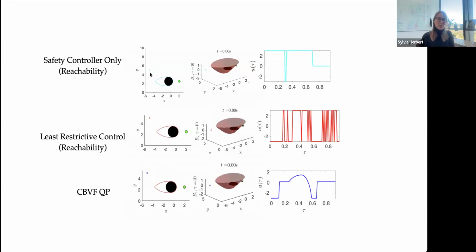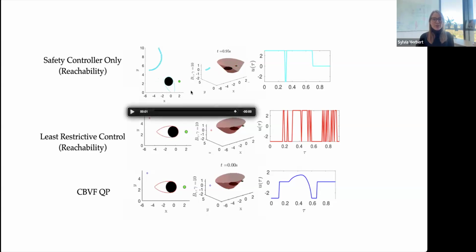So here I'm going to apply the safety controller only for reachability. I have a goal down here, I have an obstacle. This is a little 3D Dubin's car and it's pointed to the right. So the unsafe set is this region here, where if you're right here, you have to turn left or turn right in order to avoid the obstacle. And you're going to see that rotate as our car rotates. And here's what the function looks like.